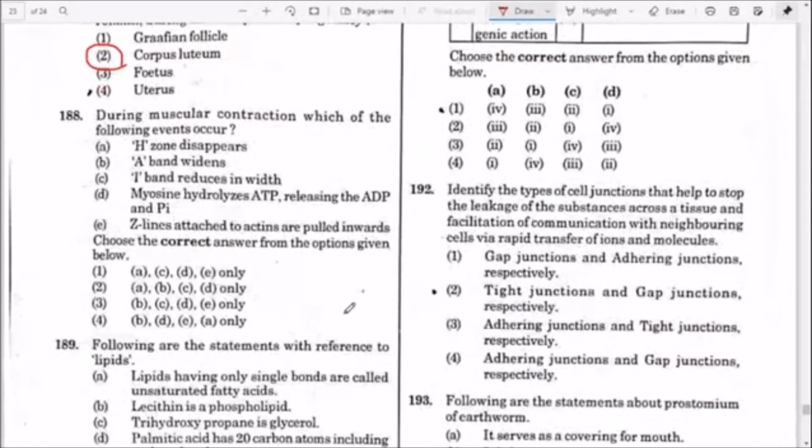Next, question number 188. During muscular contraction, which of the following events occur? H-zone disappears, A-band widens, I-band reduces in width, myosin hydrolyses ATP releasing the ADP and Pi. Option number 1 is the correct option, students: A, B, C and E.